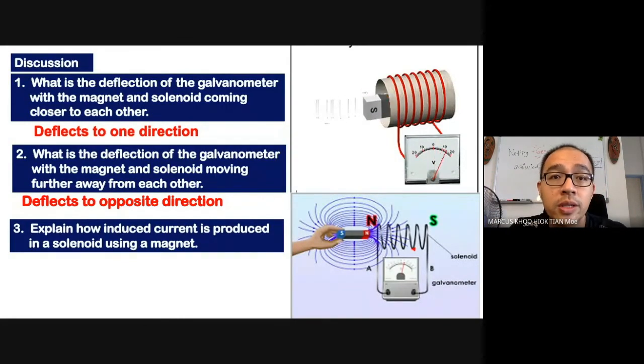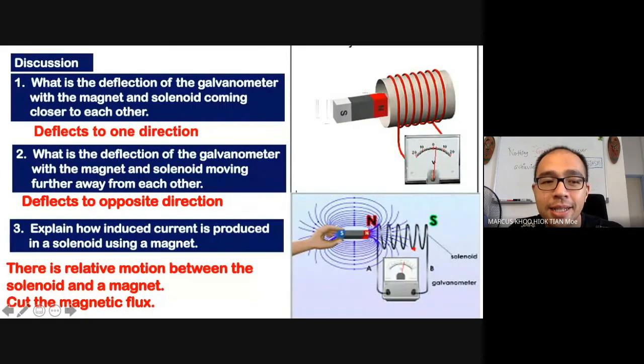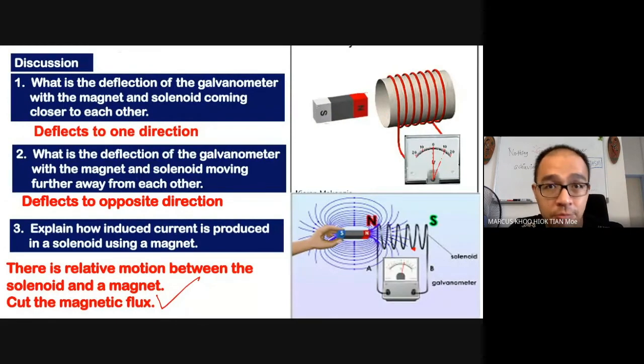Explain how the induced current is produced in a solenoid using a magnet. The key word is there is a relative motion between the solenoid and the magnet that makes the magnetic flux to be cut. So the relative motion between the solenoid and the magnet. Relative motion means pergerakan relatif. Means they are moving lah. Antara solenoid dengan magnet ni dua-dua adalah salah satu atau dua-dua adalah bergerak, and pergerakan ini menyebabkan the cutting of the magnetic flux. We have not run away from what I have spoken since the beginning.